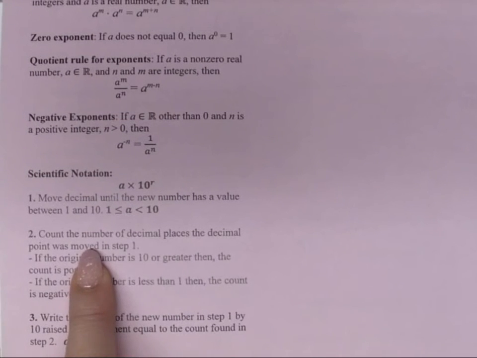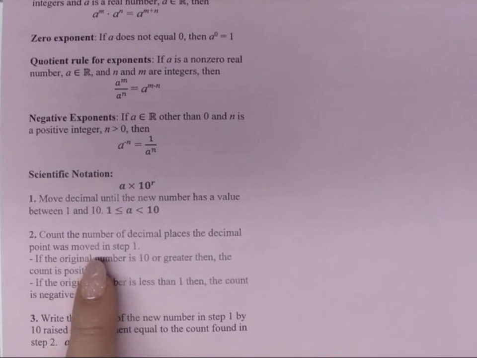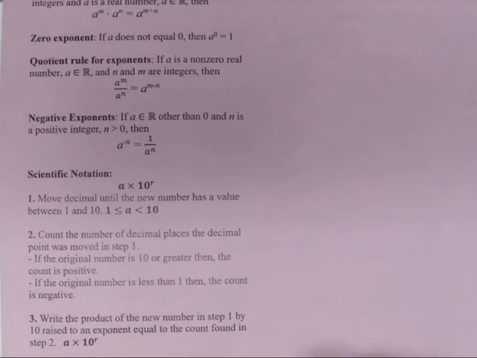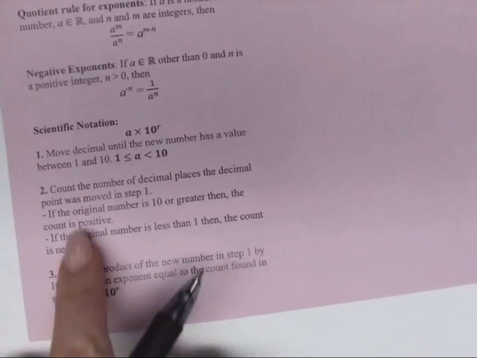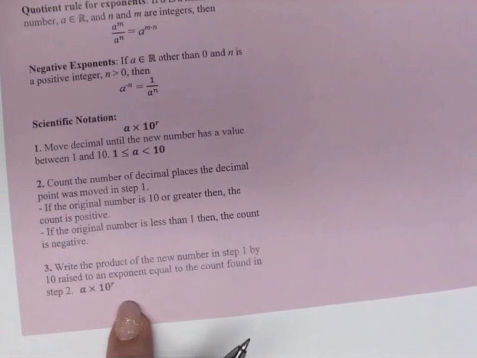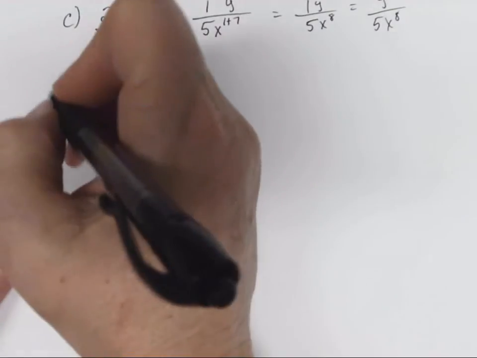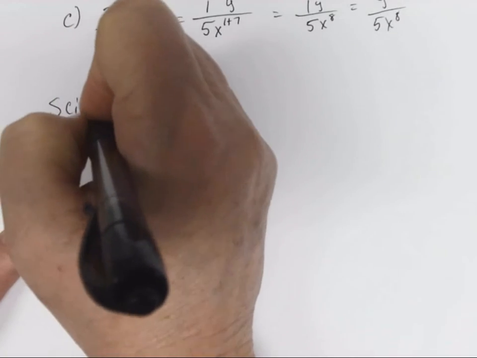We'll count the number of decimal places the decimal point was moved in this first step. If the original number was 10 or greater, it's going to count as a positive exponent. If the original number was less than 1, we'll count it as a negative. Then we put those two steps together as the product and get something that looks like this. All righty, so this is scientific notation.